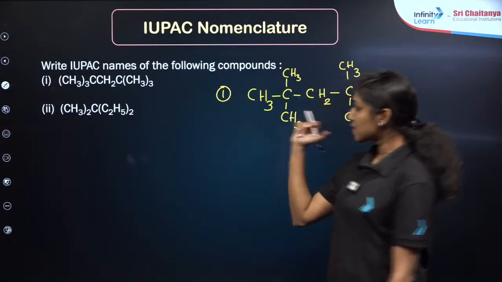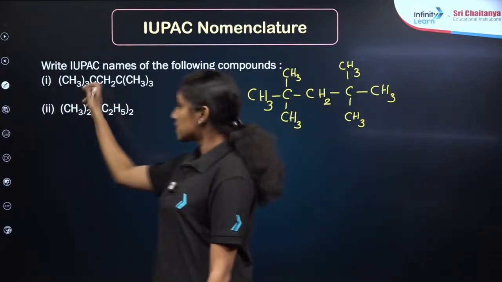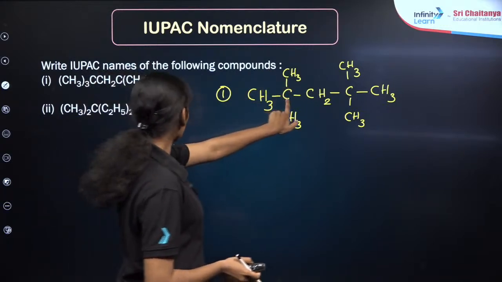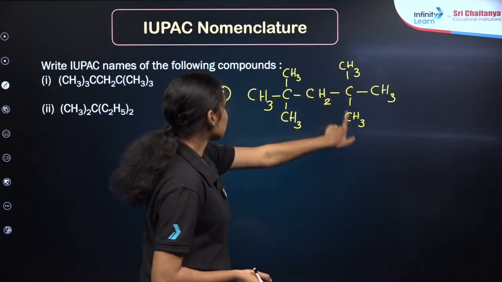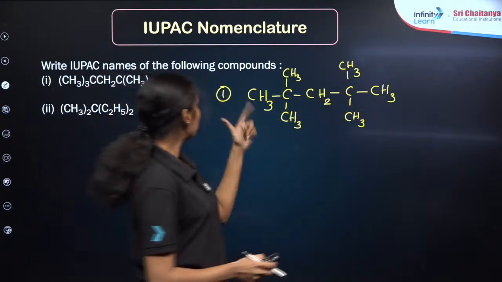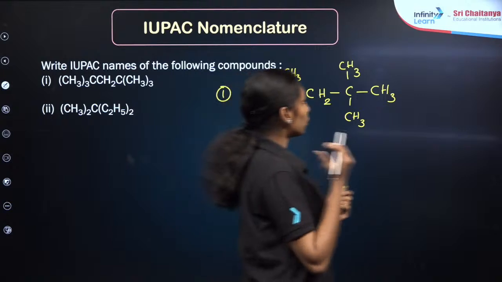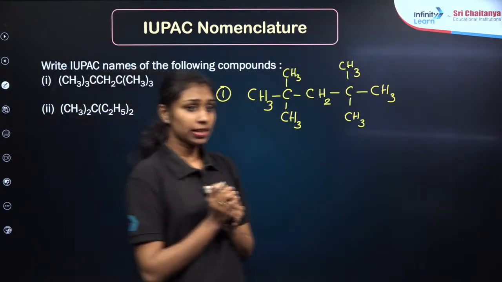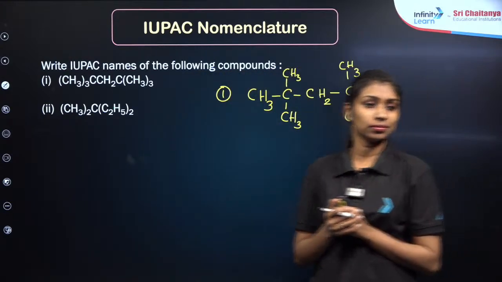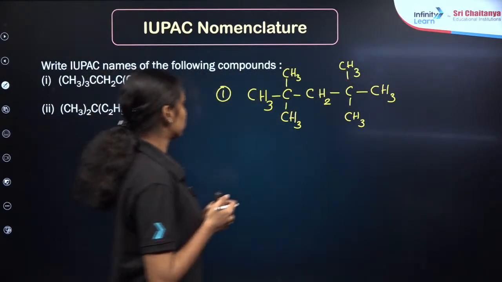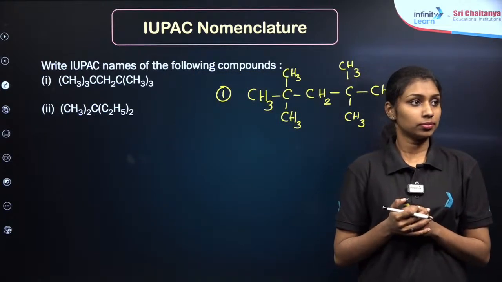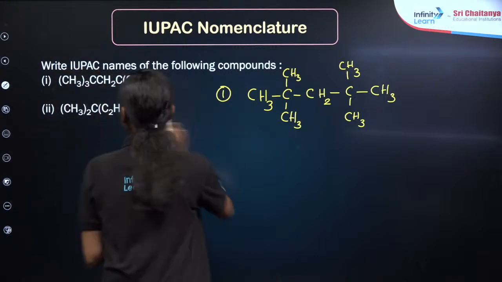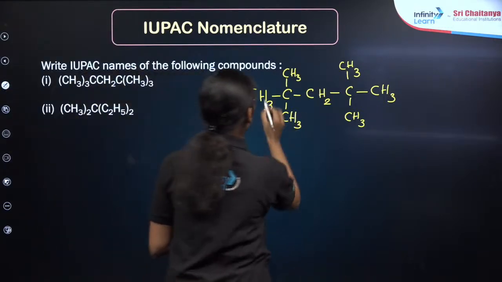Okay, this will be the expanded structural formula for the first compound: CH3 thrice, right? This is our first carbon with 3 CH3 groups, then carbon, then CH2, again carbon containing 3 CH3 groups. This will be the expanded structural formula for the particular compound. Now, what you have to do for naming the organic compound? You have to find out the longest chain, right? What will be the longest chain here, so that you can name the compound?